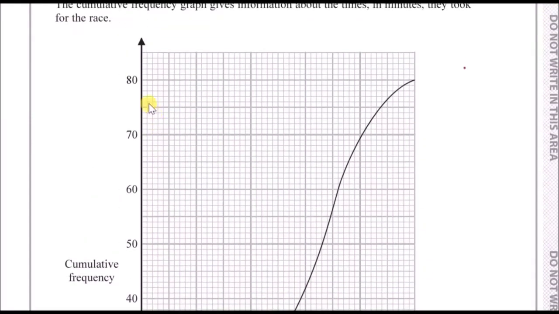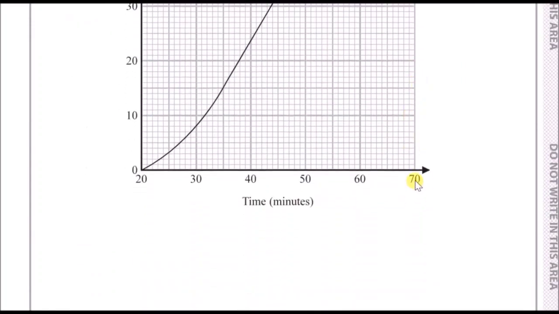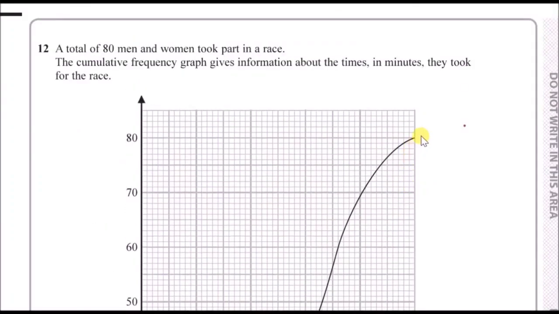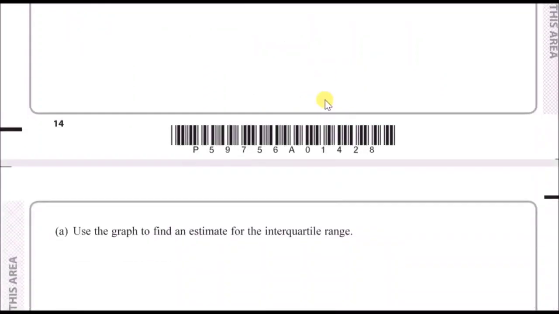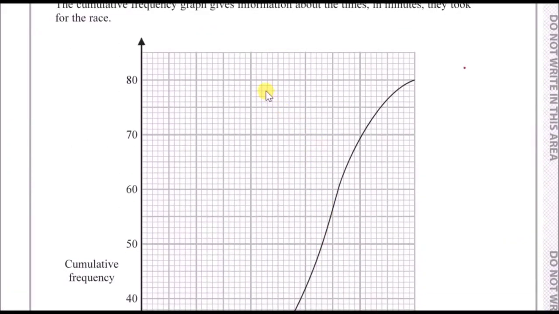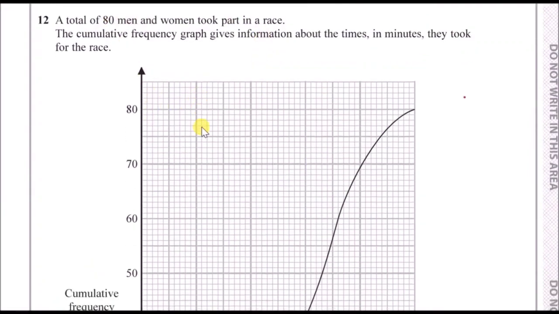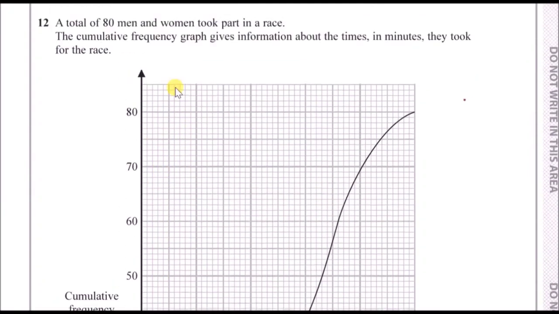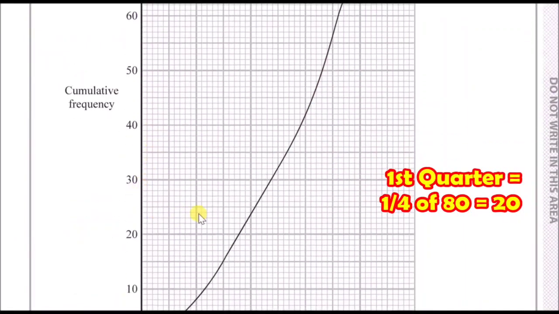Whereas if you include every single adult, all 80 of them, then the longest they possibly could have taken was 70 minutes. Okay, so this is probably the slowest of the group, I think, depending on the question, I guess. Now A, use the graph to find an estimate for the interquartile range. Okay, so interquartile range means the difference between the upper quartile, so Q3, minus the lower quartile, Q1. So the upper quartile here, to calculate, well, we know there's 80 people. The first quarter pretty much means you divide it by 4. So the first quarter of this group.